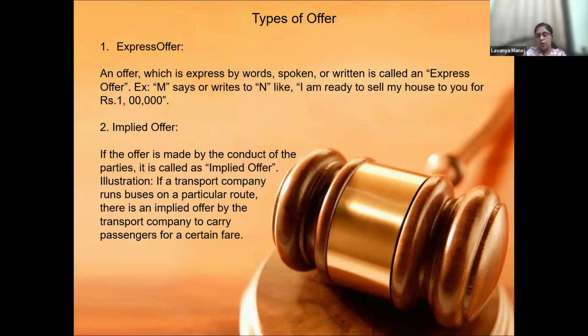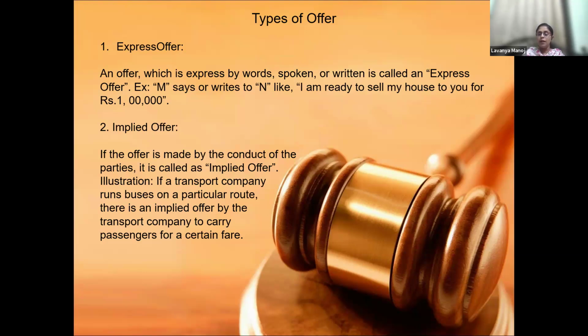The first one is the express offer. That is, it is done immediately. An offer which is expressed by words, spoken or written, is called an express offer. That is, say M says or writes to N, I am ready to sell my house to you for 1 lakh rupees, immediately, on the spot. For example, as I said earlier, there is a business meeting happening and one party comes to meet the other party in a venue, and they are discussing the possible business relationship. Immediately one party is happy with the business talk and comes with an offer. It can be in words, or it can be in a written document, whatever it is.